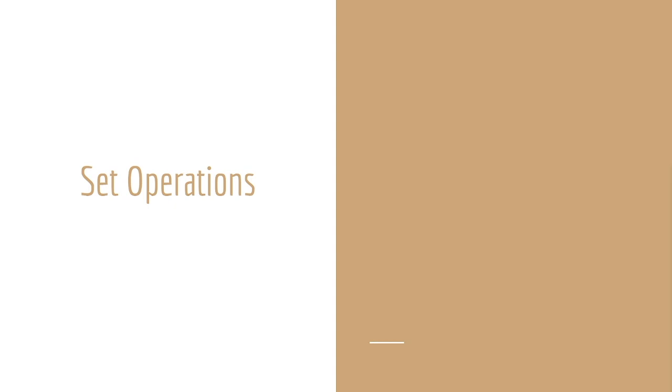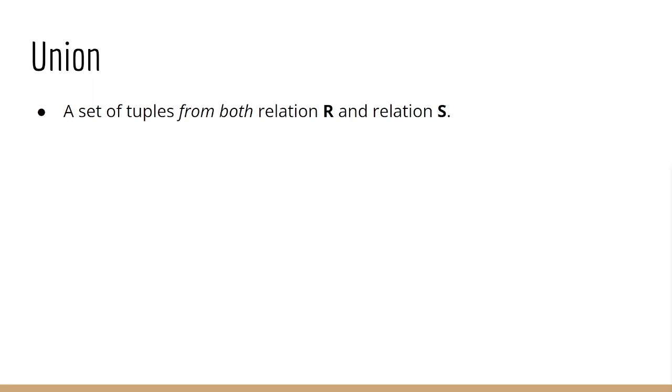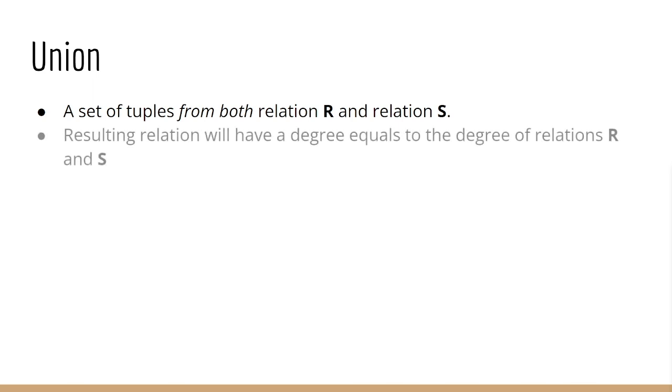These operations are binary operations because they operate on two relations, unlike unary operations that will be discussed later in this chapter. Set operations has four operations, and these are union, intersection, set difference, and Cartesian product. Let's start with union. A union is a set of tuples from both relation R and relation S.